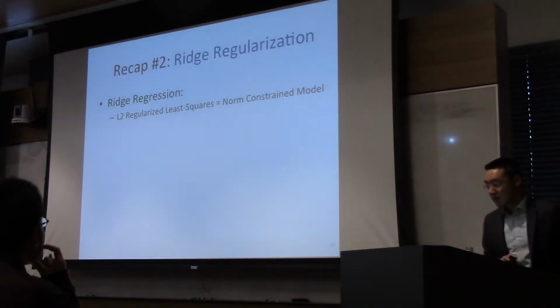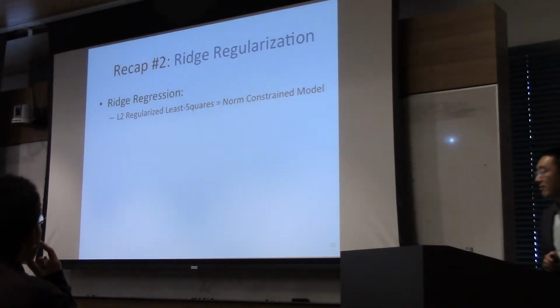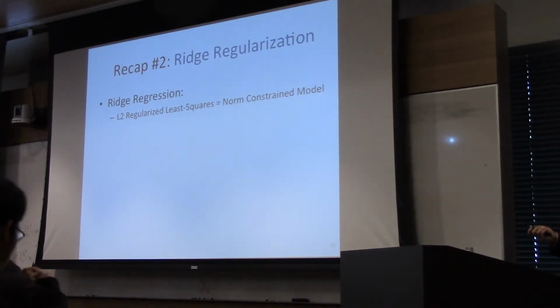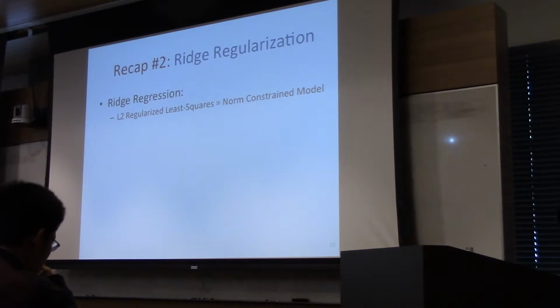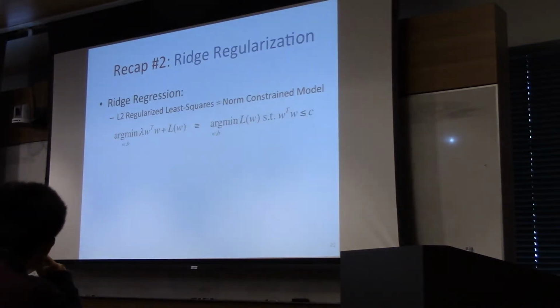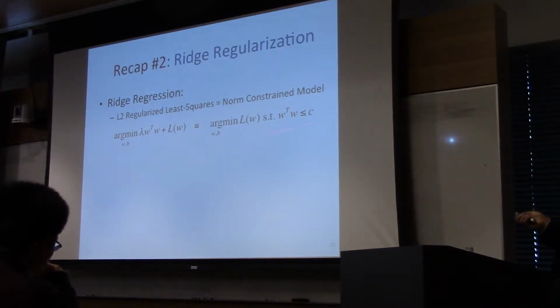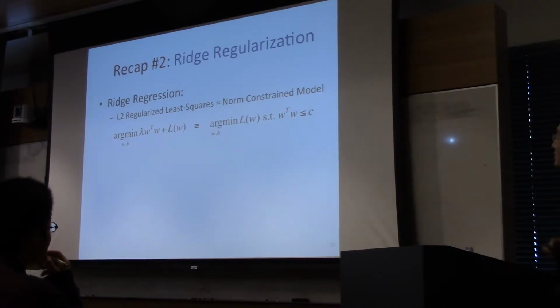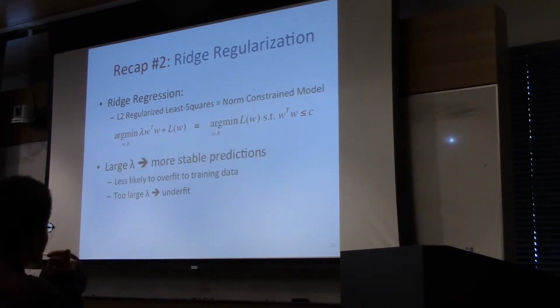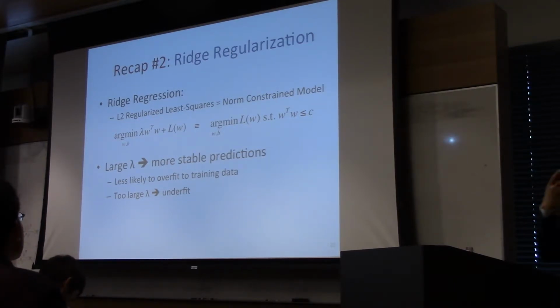Just to recap, ridge regression is L2 regularized least squares regression, which we showed is equivalent to minimizing square loss over a norm-constrained model. So there's a one-to-one relationship between some C here, which defines the model class, and this lambda in this optimization problem. Large lambda gives you more stable predictions, less likely to overfit to the training data. If your lambda is too large, then you'll underfit the training data, in which case you won't do well on the test set either.